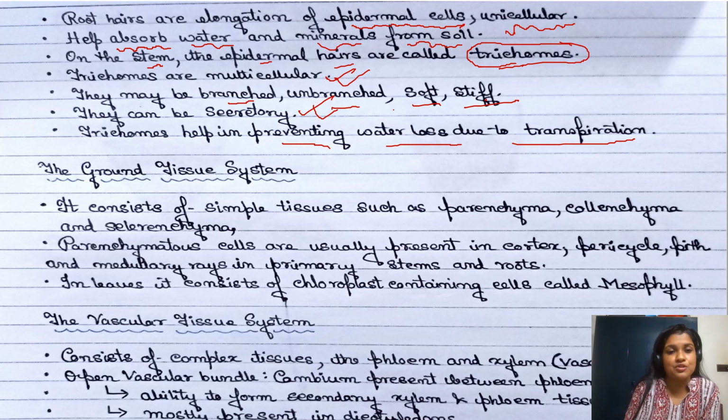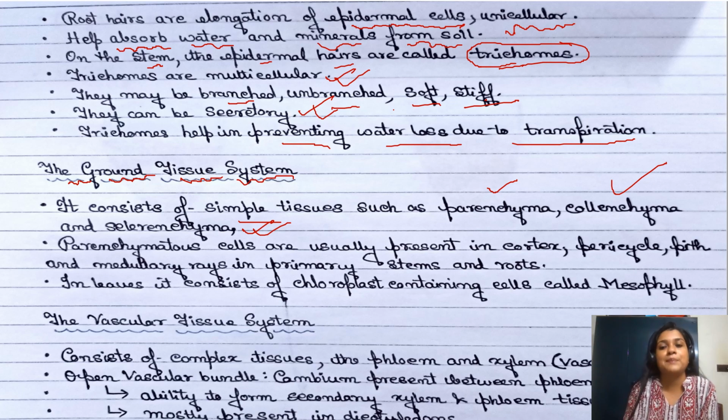Now let us come to the simplest and fundamental tissue system, that is the ground tissue system. It consists of simple tissues such as parenchyma, collenchyma and sclerenchyma.